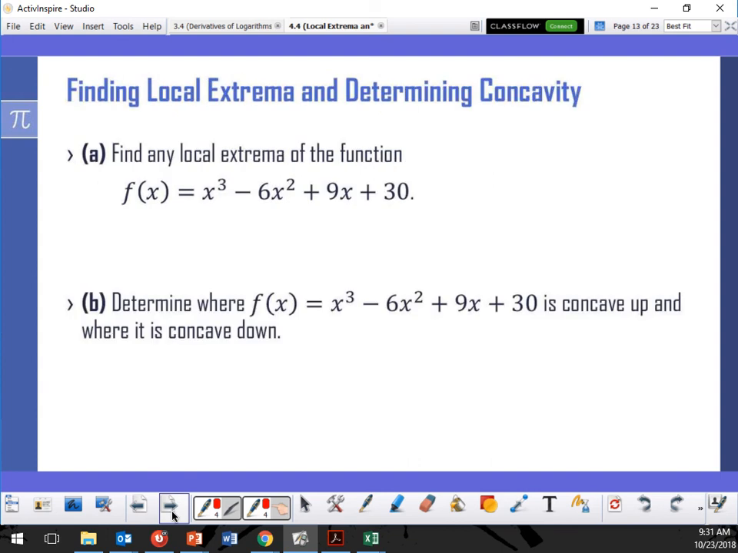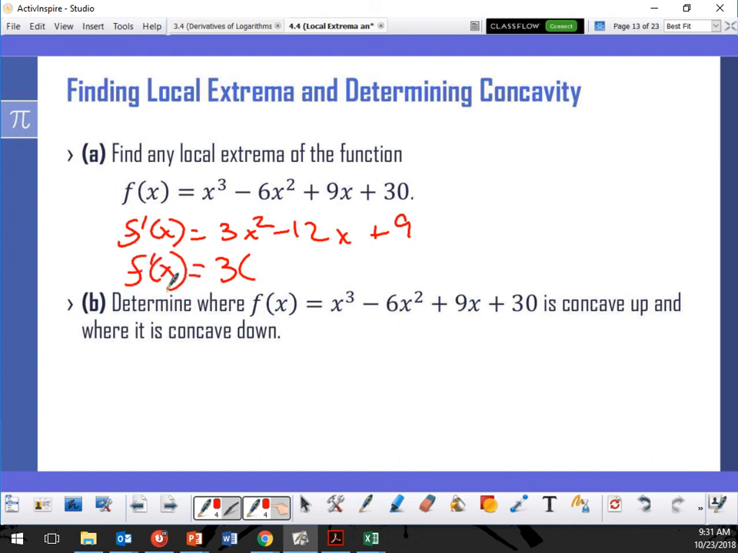I'm trying not to waste time because I want you guys to get this. All right, so finding the local extrema of the function. Let's go through and find the derivative, then we'll go on to the second derivative test. First derivative: f prime of x is 3x squared minus 12x plus 9. Factor that again, so it's going to be 3 parentheses.